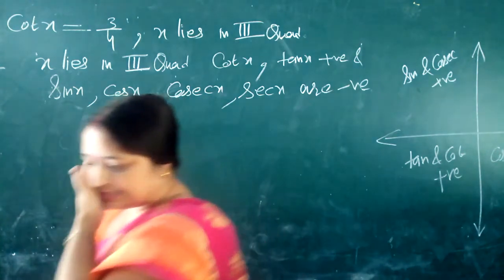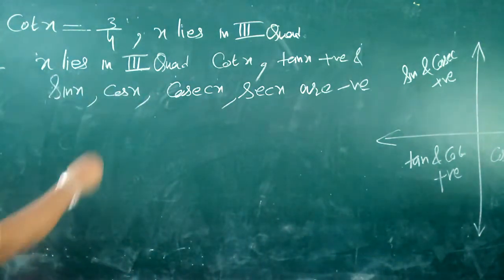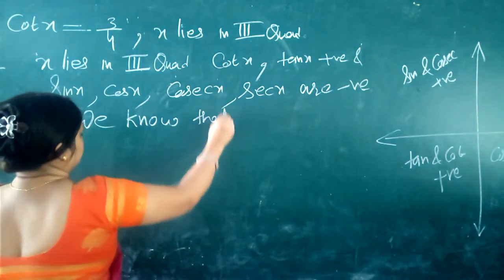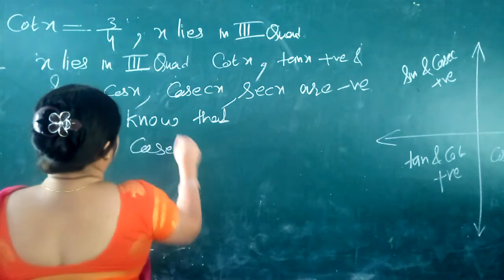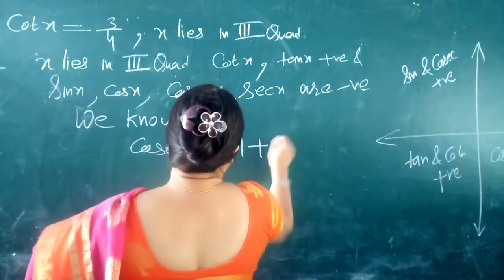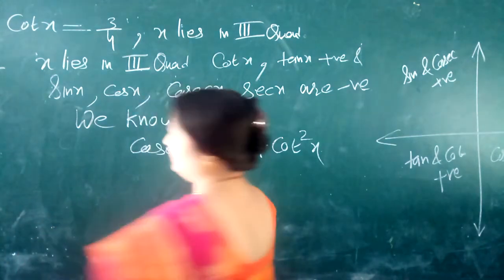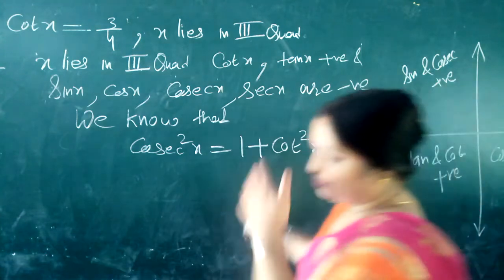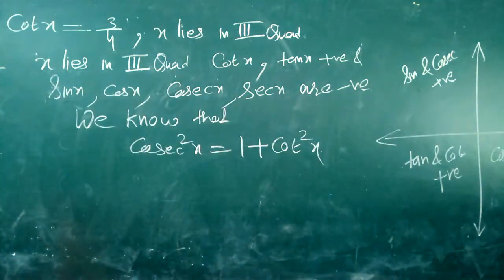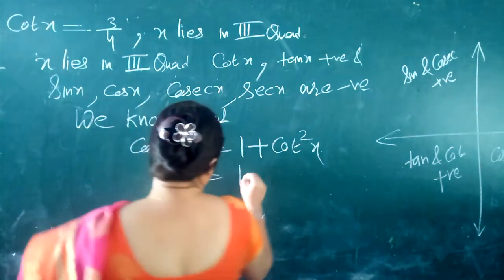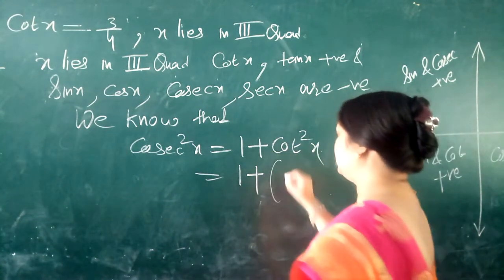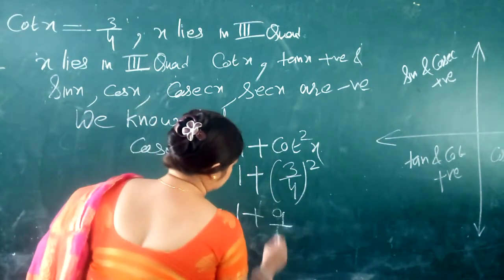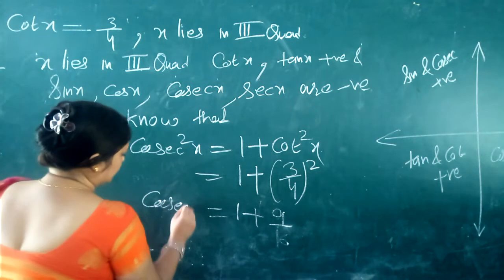So we can use an identity here. Which identity can we use? We know that cosec square x is equal to 1 plus cot square x. Similarly, sec square x is equal to 1 plus tan square x. So after that we can put the value here. It will become 1 plus, what is the value of cot x? That is 3 by 4 square. So it will come 1 plus 9 by 16, that is equal to cosec square x.